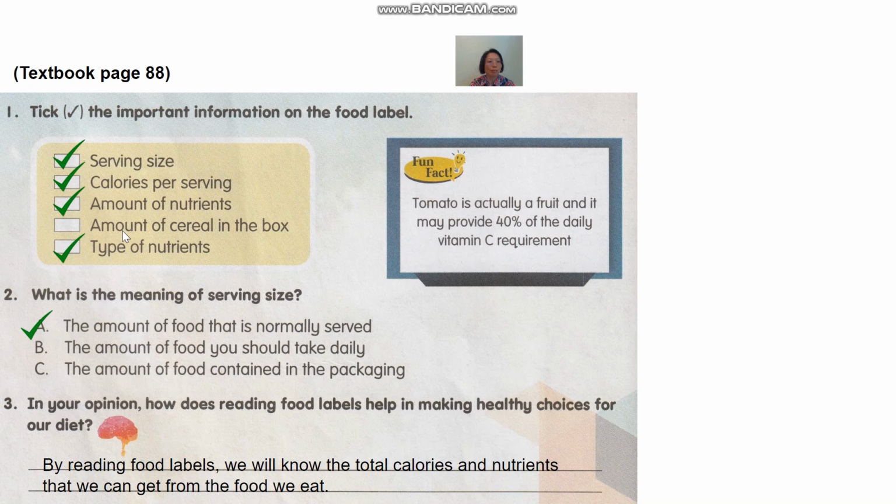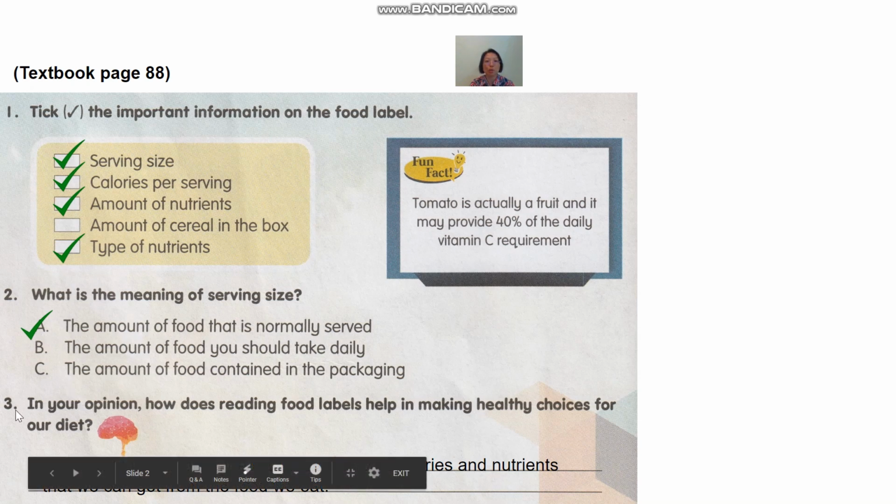But the food label never tells us the amount of cereal in the box. It will only tell us the serving size per box. Okay, then number two, what is the meaning of serving size? Okay, like what we discussed earlier just now, the amount of food that is normally served. Okay, answer is A, the amount of food that is normally served.